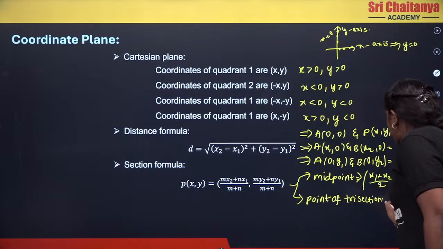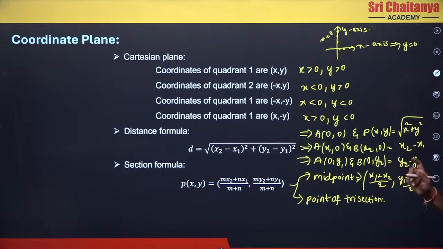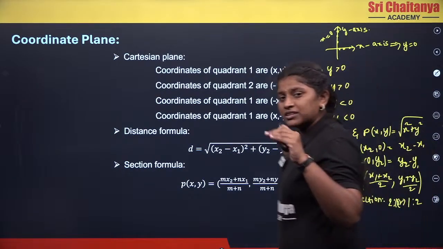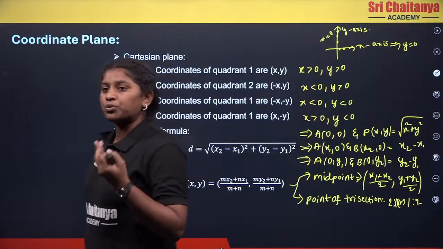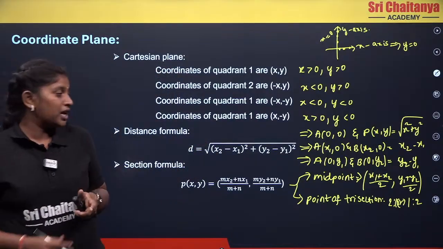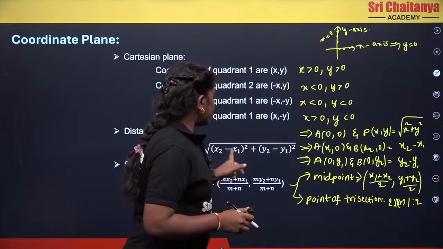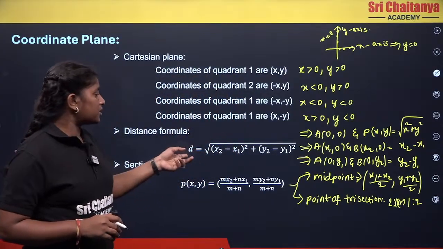So it means we are having a point which is dividing our line segment in the ratio of 2:1, or you can take 1:2. Clear? If we are having a point which is dividing our line segment in the ratio of 2:1 or 1:2, then we will be considering it as the point of trisection.